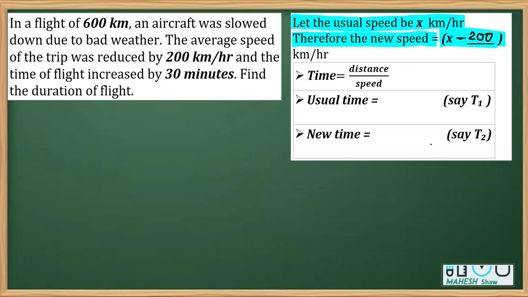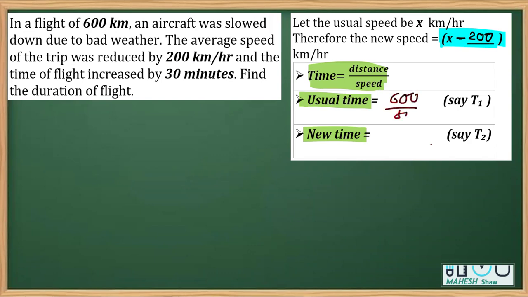Now, next I'm going to use this relation, that is time is equal to distance upon speed, and we'll be finding out the time, that is the usual time and the new time. So usual time is equal to distance upon speed, the distance remains same, which is 600, and the usual speed is x. And in the next case, the distance is 600 over, and what is the speed? It is x minus 200.